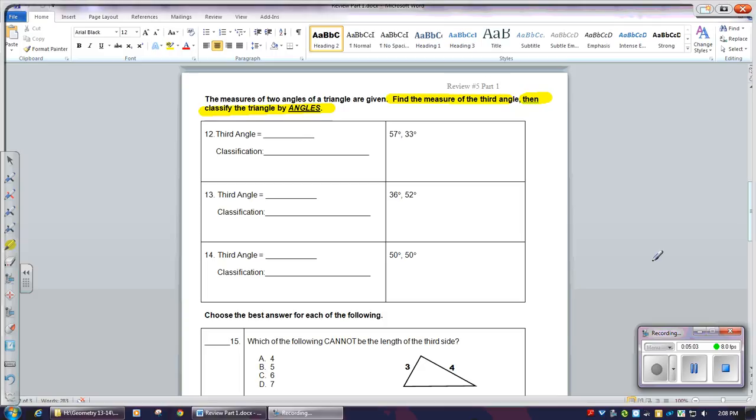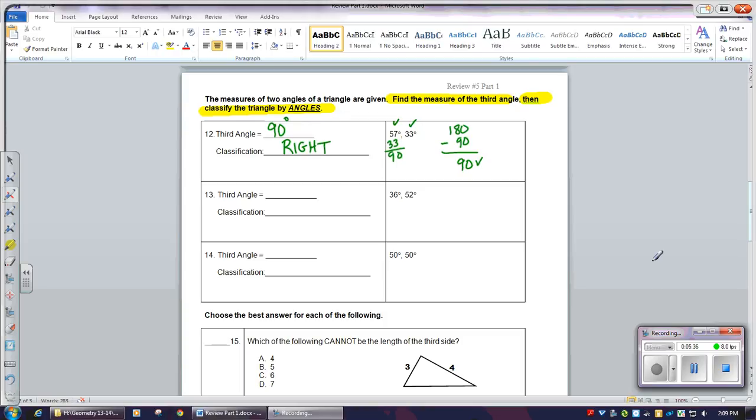All right, the rule we know is that the three angles of a triangle always add up to 180. So I want to add these two together. 57 and 33 is 90 degrees. I know that the three angles add up to 180, so if I take 180 and subtract the two angles that were given to me, then I know the third angle must be 90 degrees. Well, that's a right angle. So if I have a right angle as one of my three angles, then I have a right triangle, because we name it by that third angle.